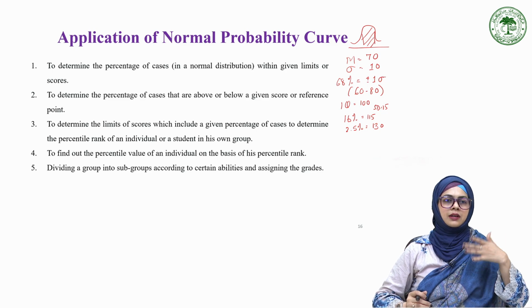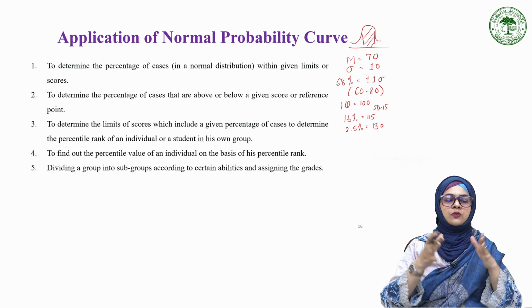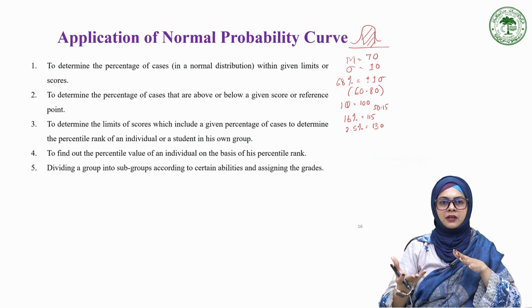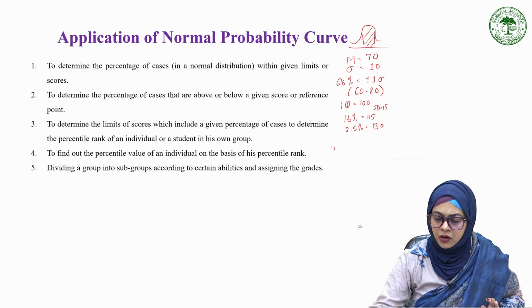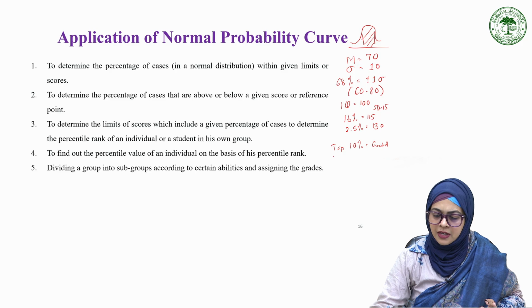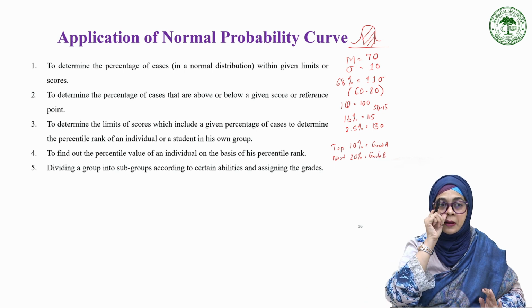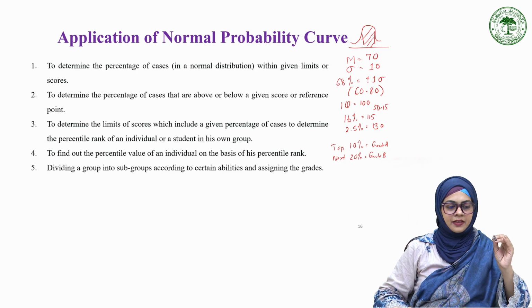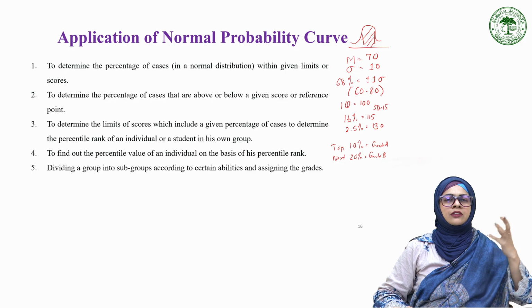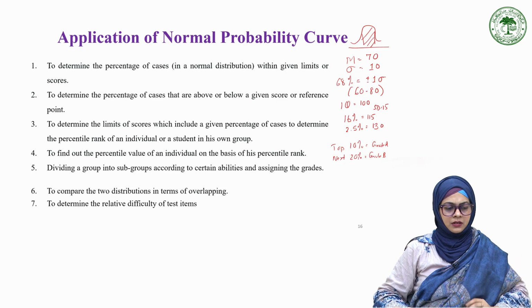Then coming to another application, that is dividing the group into subgroups based on certain categories, or assigning them grades. So, for example, you can say the top 10% will be given grade A, right? Or the next 20% will be given grade B. So NPC will also help you to divide the group based on certain characteristics and assign them grades. And you can also assign the lowest grade, for example, grade E, and so on.